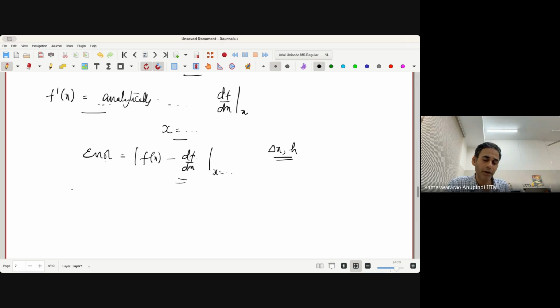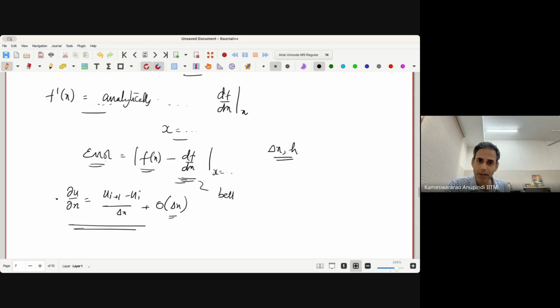So if you go back, we have written dou u by dou x equals u i plus 1 minus u i divided by delta x plus order delta x. As I said, when I reduce my delta x, my df dx accuracy is going to become better, right? Because my delta x becomes half, my truncation error also becomes half. But the analytical value is not going to change. As a result, my error is also going to decrease, because my numerical derivative, that is df dx, is better since the truncation error has reduced.